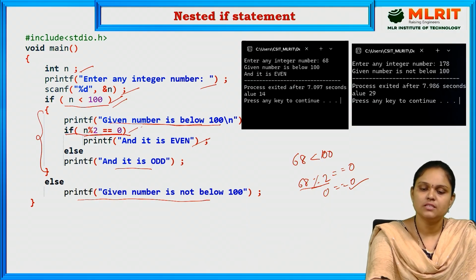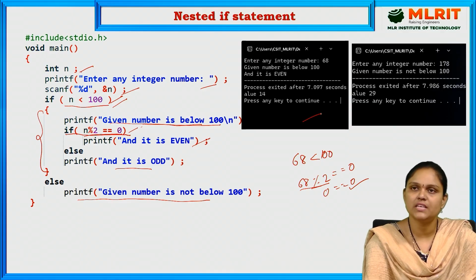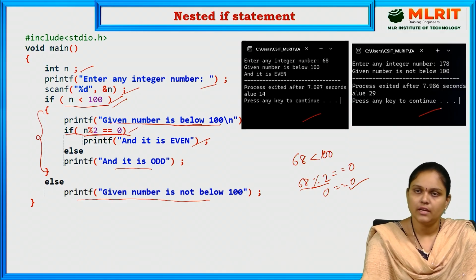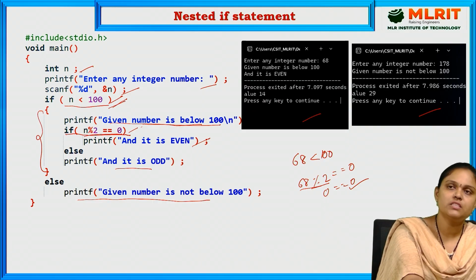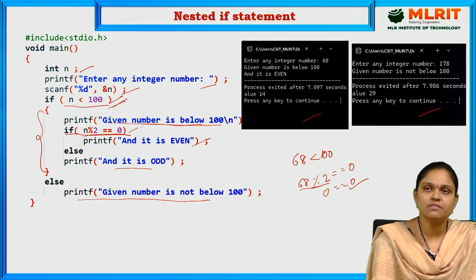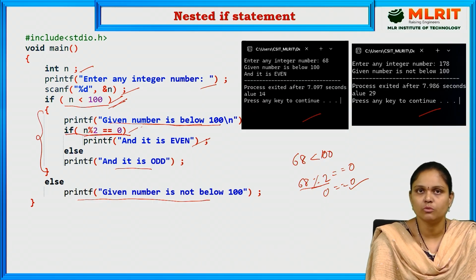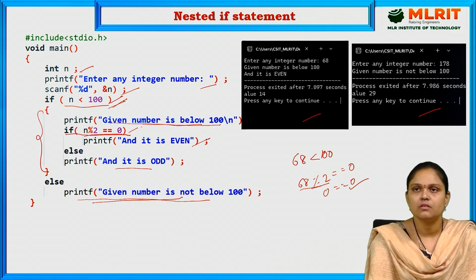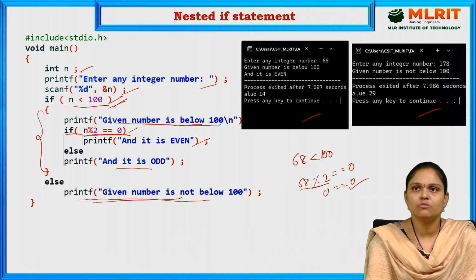So this is the first test case. We are taking the input as 68, and another test case that we are taking is 178. So the first condition itself is false. 178 less than 100, no, the condition is false. So we come to the else block and we tell the number is not below 100. So for such things we are using nested if.